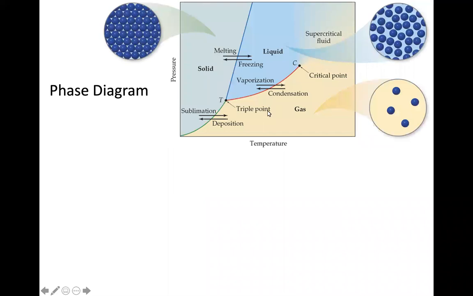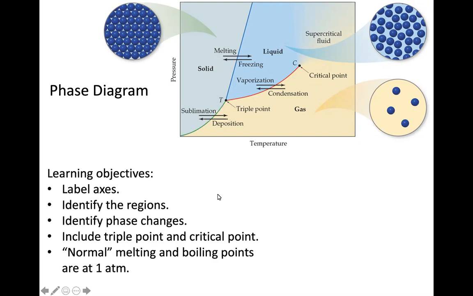This is a phase diagram here for a typical substance. This is showing what it looks like at the particle level for the solid, the liquid, and the gas. Now it's adding additional information on here. This is related to what our learning objectives are for these phase diagrams. So for a phase diagram, this is what I need you to be able to do.